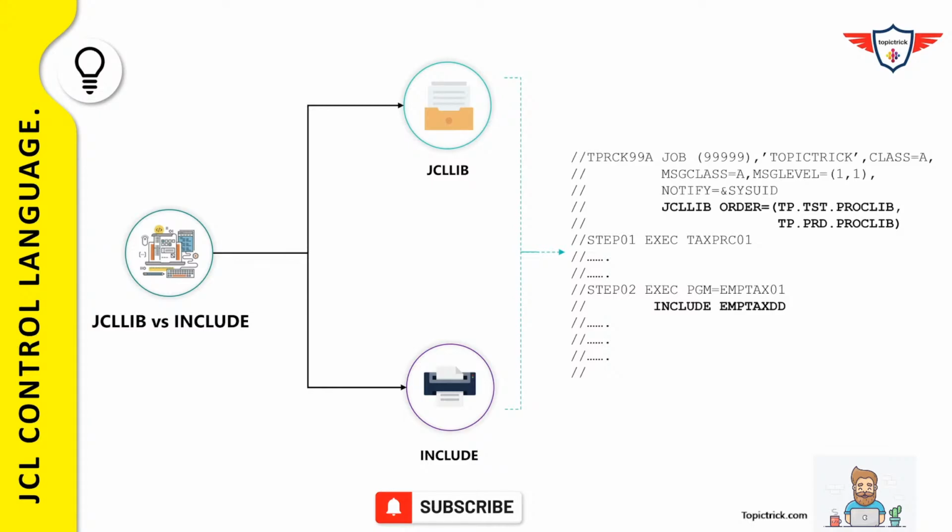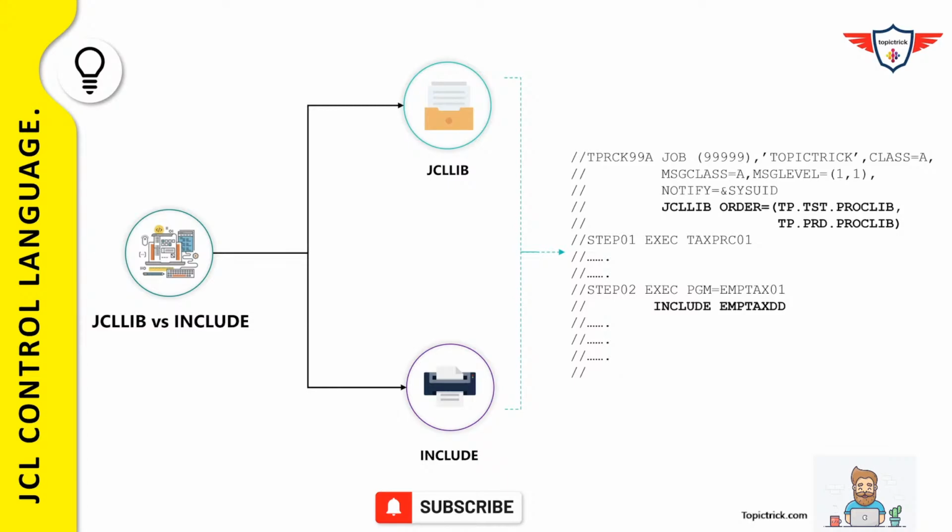So in order to invoke that catalog procedure from your personal PDS, you need a JCL lib statement in your JCL. Otherwise your JCL is going to fail, because by default it will search for your catalog procedure in the system library, that is sys1.proclib, and you have stored that in your personal PDS, so the JCL will fail, right? So in a nutshell, the JCL lib statement lets you identify the libraries as a private procedure library that the system should search to find a specific catalog procedure that you are trying to invoke from the JCL.